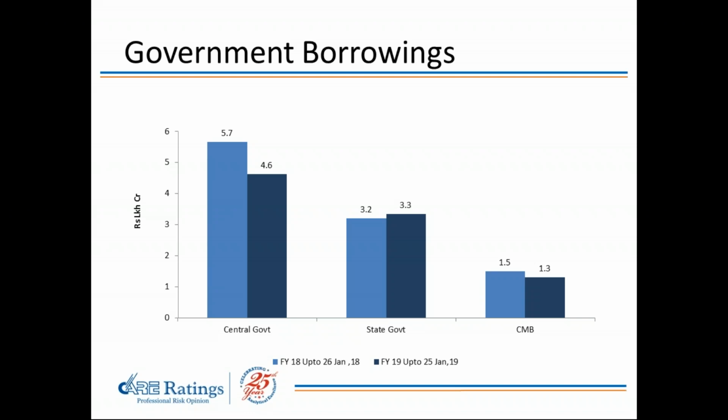The central government has also been raising funds through the auctions of cash management bills. During this fiscal, the government has raised rupees 1.3 lakh crores, which is rupees 20,000 crores lower than the previous year. Even though the government borrowings have been lower this year, it has added to the liquidity pressures in the banking system.